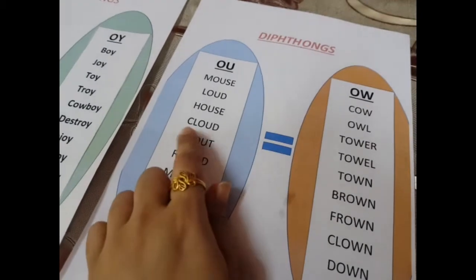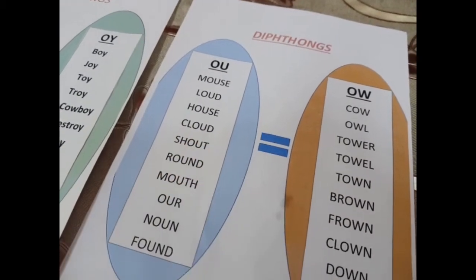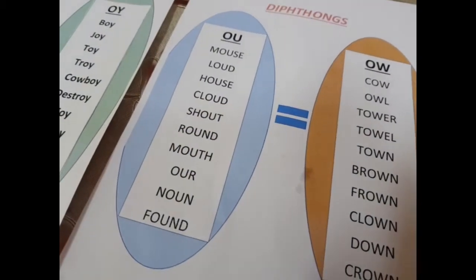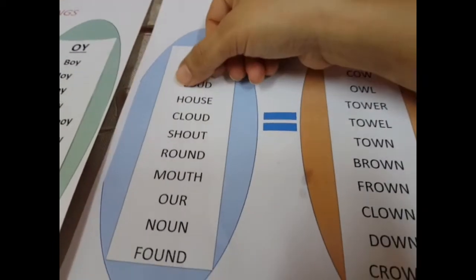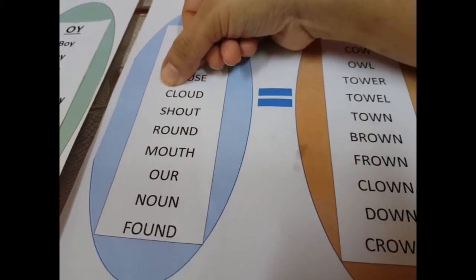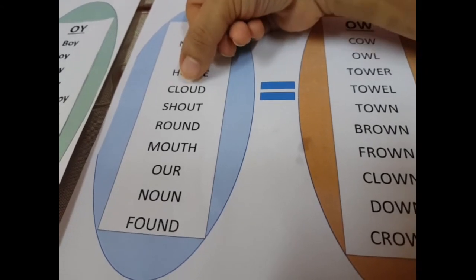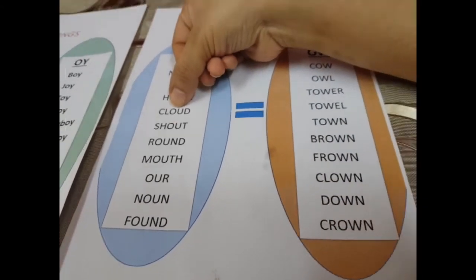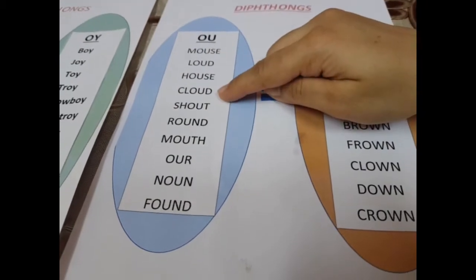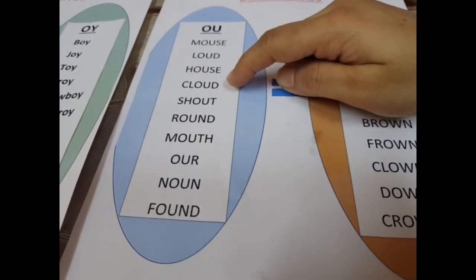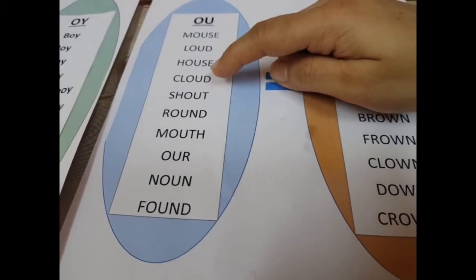Now, what is CLOUD? What is the sound of C? What is the sound of L? L. The sound of OU? Ow. And the sound of D? So CLOUD? Cloud. Very good.